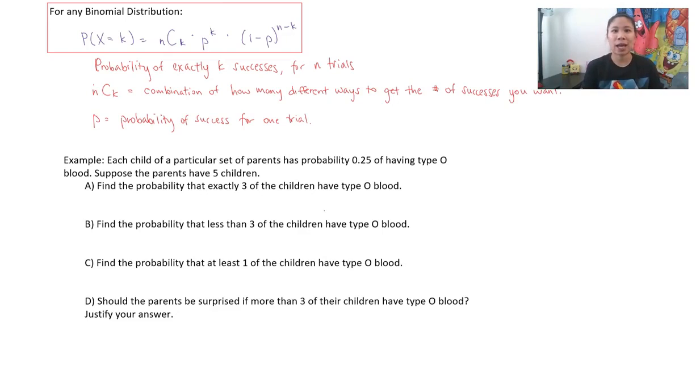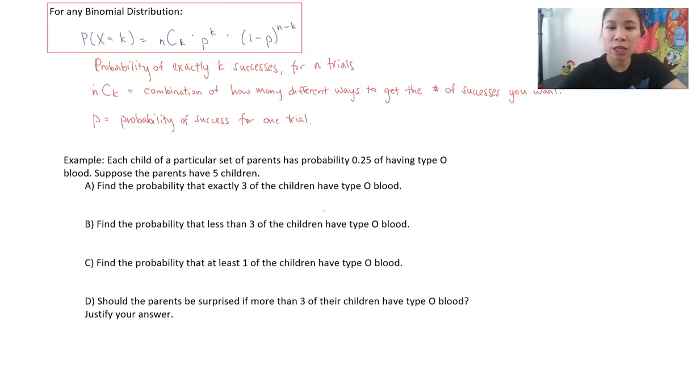The third rule was that we had to have a fixed number of trials, so n trials. Here we have 5. We're only having 5 children here. And the last one was that the probability of success has to be the same for each trial, which it's 0.25.